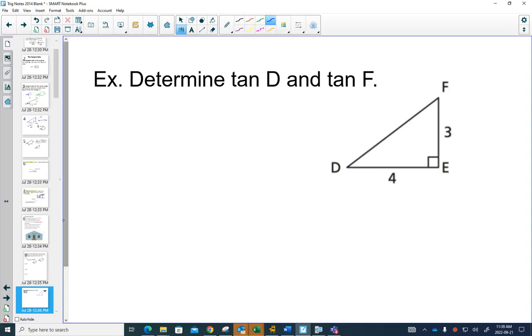So the next question we're going to look at says, determine tan of D. Now, tangent is always the opposite side divided by the adjacent side. So if I want to figure out what tan of D is, I'm looking at this angle right here. Which side is opposite of D, the 3 or the 4? The 3. Which side is adjacent? The 4. And this is all we have to do. If it says find tan of D, you just write it's 3 over 4.